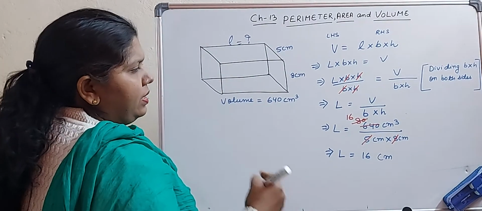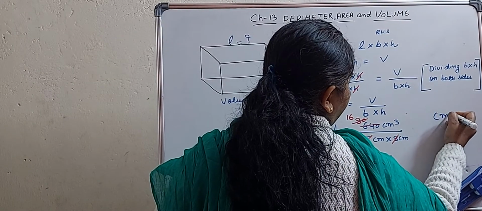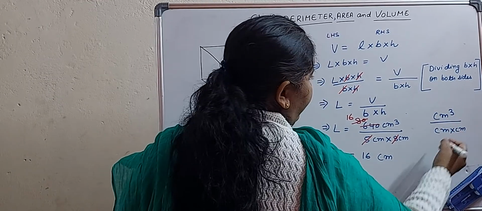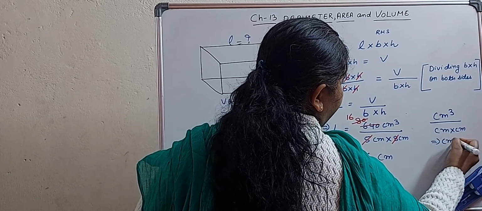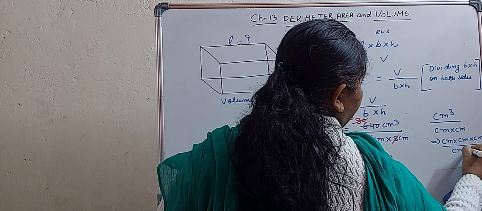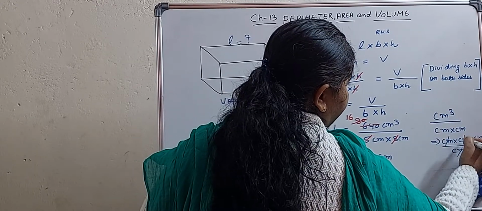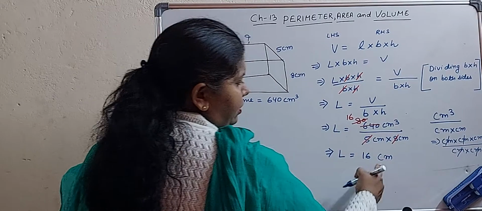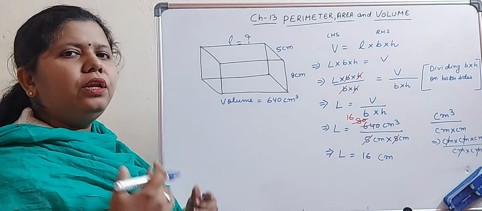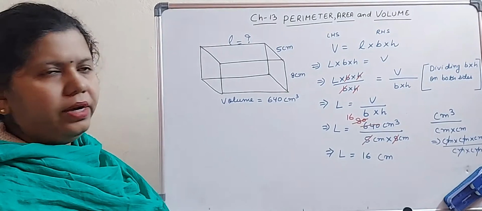In other ways, if you want to find out the unit, you see centimeter cube, you are dividing it by centimeter into centimeter. And what you mean by centimeter cube? It is centimeter into centimeter into centimeter and by centimeter into centimeter. So this centimeter and this centimeter get cut. This centimeter and this centimeter cut. So what is remaining? Only centimeter. So that is the unit of the length. If you are getting confusion in units, you can apply this method in finding the unit. Okay, children?